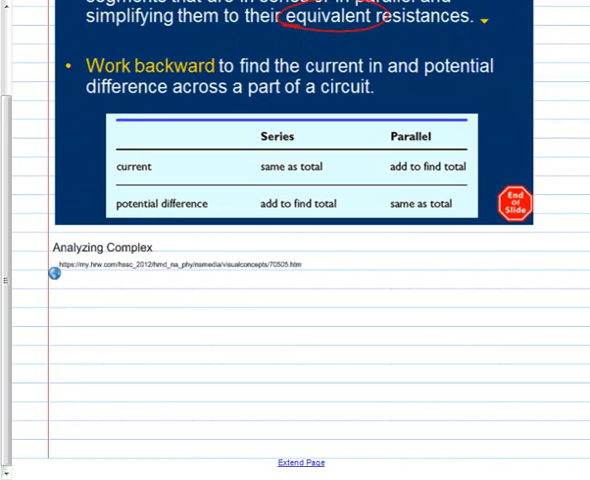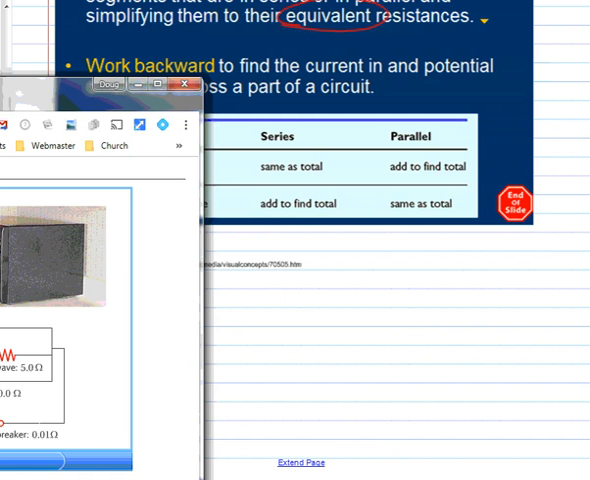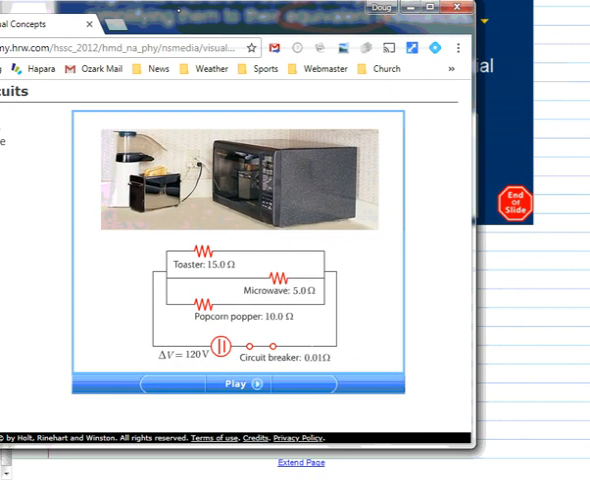We then work backwards to find current and potential difference across different parts of a circuit. So here they will talk a little bit about doing that, and then we will practice it. So before we do anything right here, notice they have three things plugged into this one wall socket. Your room is wired in parallel. So when the toaster goes out, it doesn't mean everything else quits working. Other things still work. So you can see right here, we have 120 volts AC. They have a plug. Popcorn popper, microwave, toaster, all in parallel to each other. They all have their different resistances.